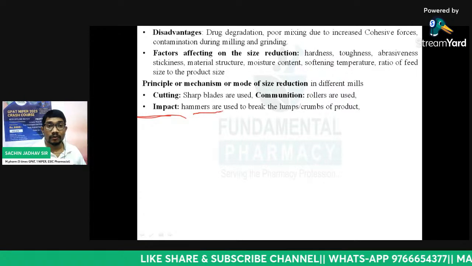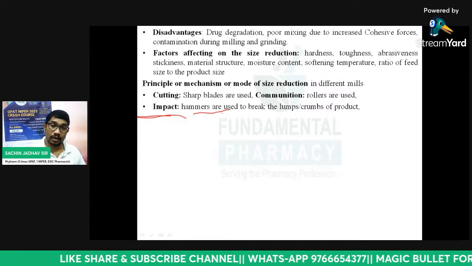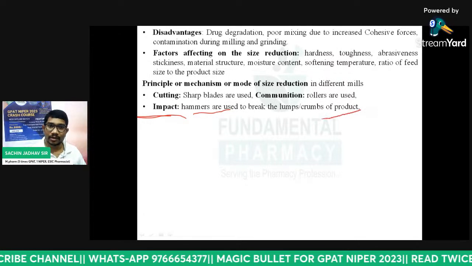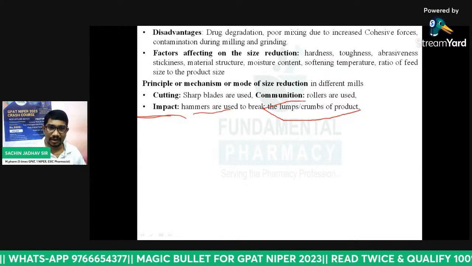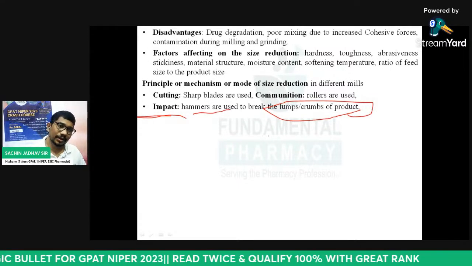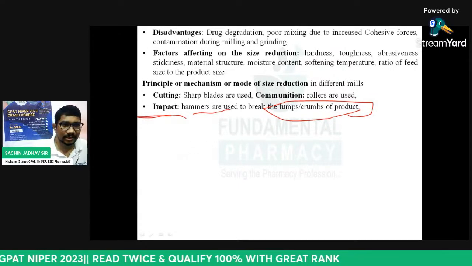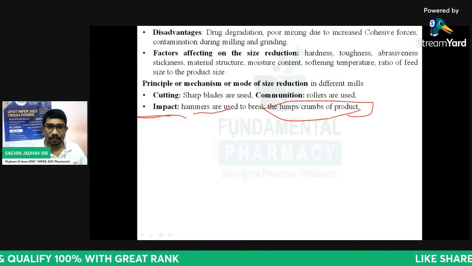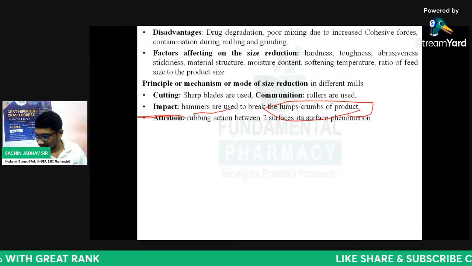Hammers cause impact on the clumps or lumps of product. If you hit a big clay stone, not a normal stone, with a hammer, that action is nothing but impact. So hammers are used to break the lumps or clumps of the product. Okay, next is attrition.